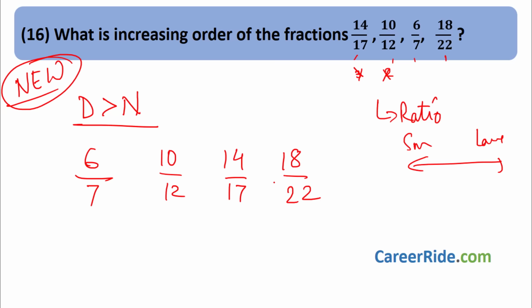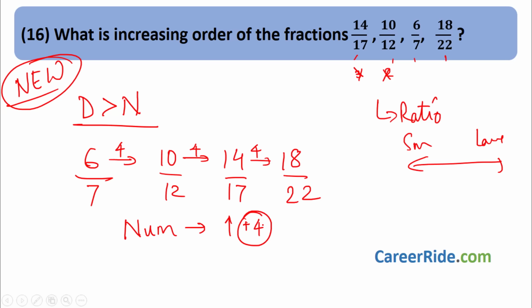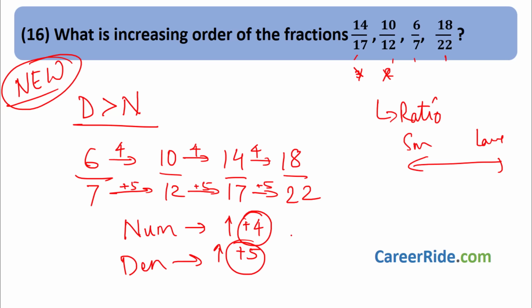Now if you observe very carefully, 6 plus 4 is 10, 10 plus 4 is 14, 14 plus 4 is 18. So the numerator is increasing by a fixed value, that is 4 over here. Let us check if the denominator is also increasing by a fixed value. 7 plus 5 is 12, 12 plus 5 is 17, 17 plus 5 is 22. So the denominator is also increasing by a fixed value. Now if the numerator is increasing by a definite fixed value and the denominator is also increasing by a definite fixed value, then smaller the numerator, smaller the fraction. Greater the numerator, greater the fraction.